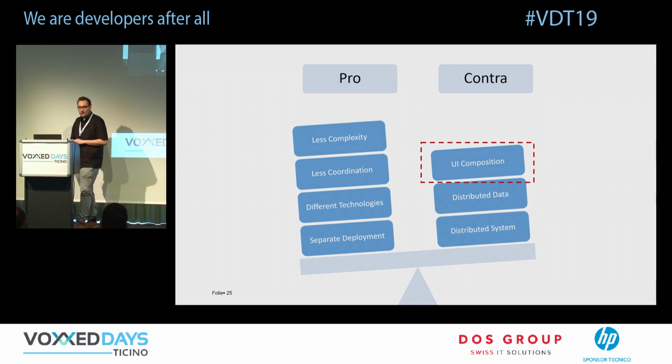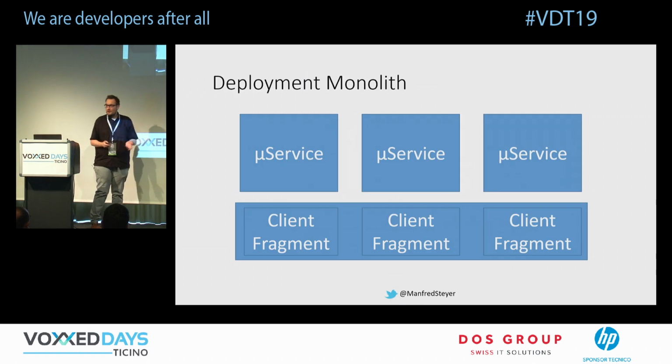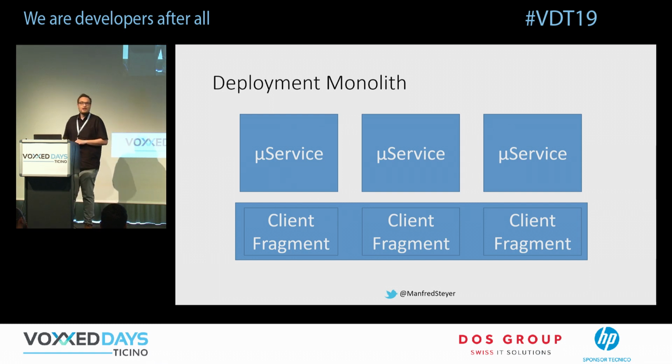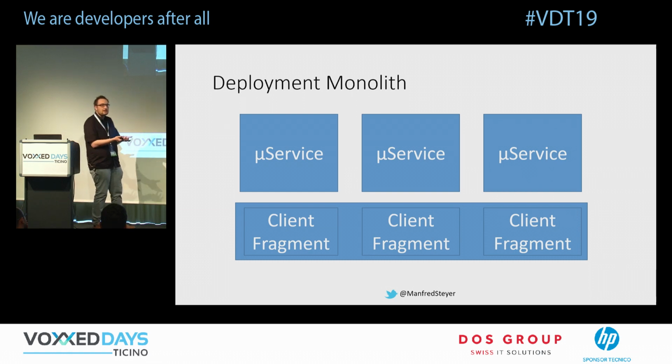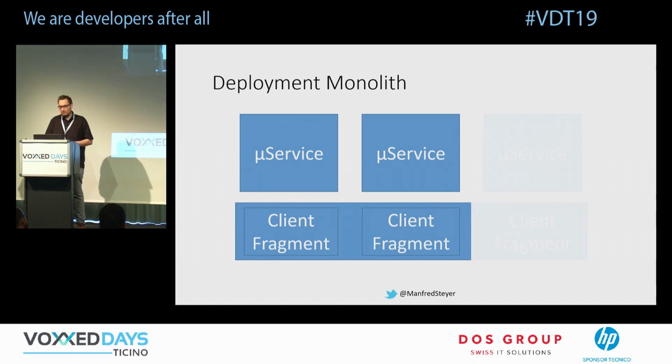But if you are just a front-end engineer, then first and foremost, you have to compensate this issue regarding UI composition. And for this, we have several approaches. For instance, you could go with a deployment monolith. That means you have a lot of tiny client fragments that are developed independently. But when it comes to shipping them, you collect them, you put them into an overall system, you compile everything, and then you deploy everything together. This would be one strategy of dealing with micro frontends.